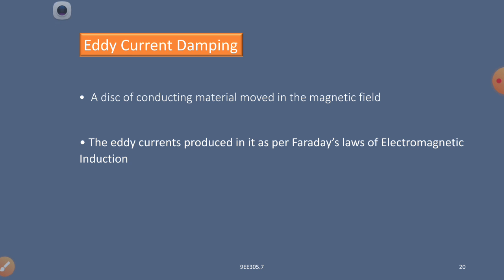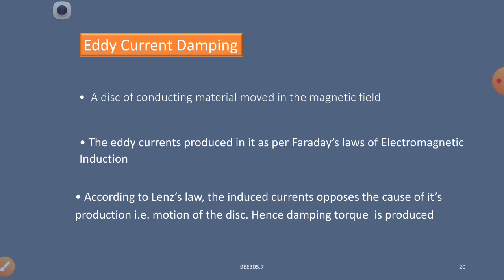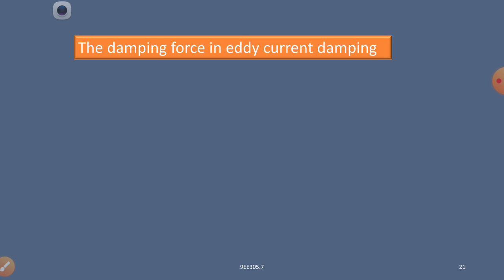Okay, so what are the salient parts? The disc of conductive material moves in the magnetic field, and eddy currents are produced in it, following Faraday's laws of electromagnetic induction. According to Lenz's law, the induced current opposes the cause of its production, the motion of the disc, so a damping torque is produced, which is opposed to the deflecting torque. The damping force in eddy current damping is directly proportional to the magnitude of the current. If the current increases in the disc, it automatically produces more flux, and more flux will oppose the rotation of the disc.